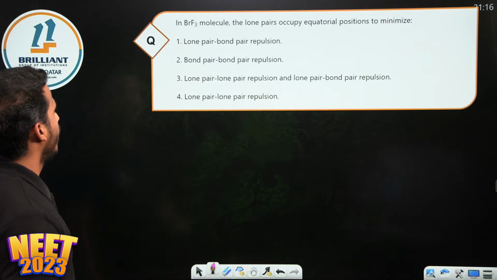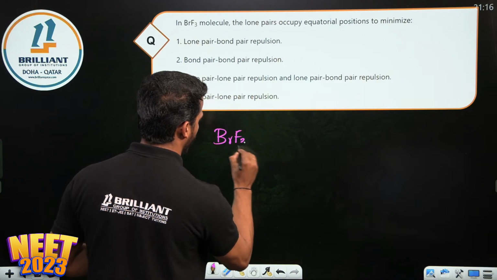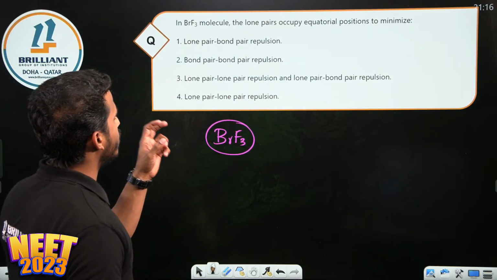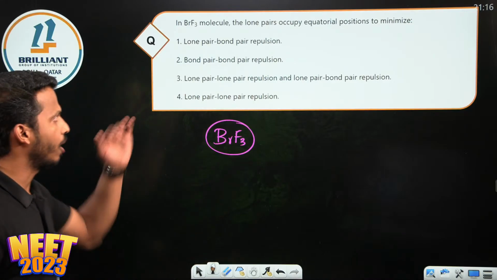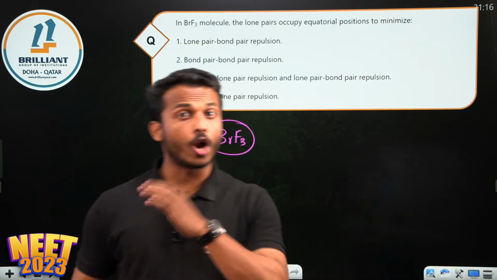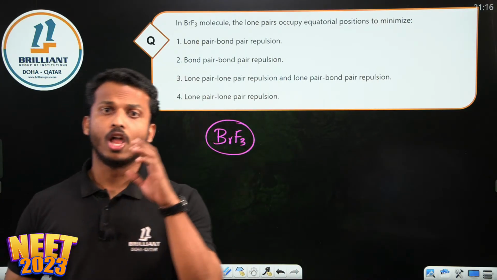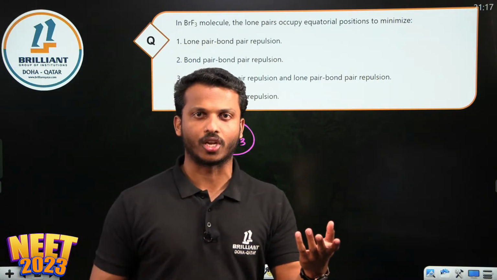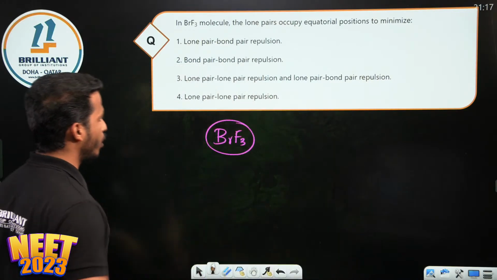Okay, next one. In BrF3 molecule, the lone pairs occupy equatorial position to minimize which repulsion? You know there is lone pair repulsion, lone pair bond pair repulsion, and bond pair repulsion. You know very well, lone pair lone pair repulsion is higher than lone pair bond pair repulsion, which is higher than bond pair bond pair repulsion. So they are all BrF3.